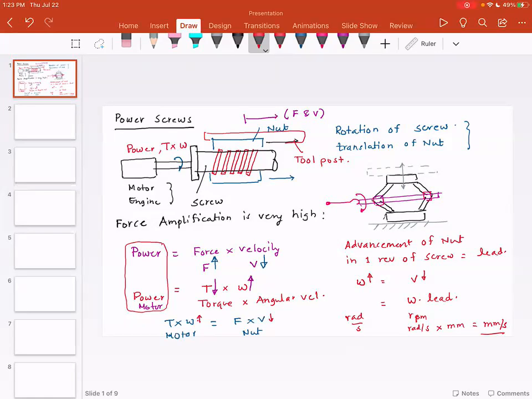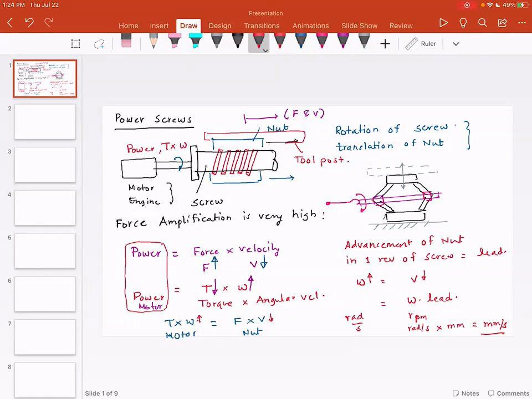That is the reason why you have this small stepper motor that can actually drive the 3D printer. And this is successfully used in lots and lots of applications. So if you think about a slide, then the size of the motor is typically small, but the speed of the motor is very high, and that leads to the force amplification.